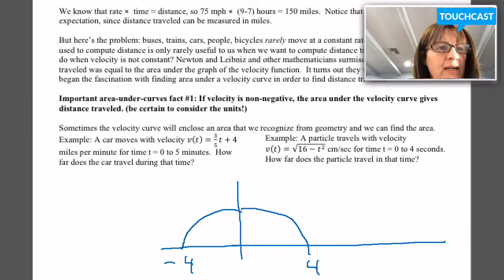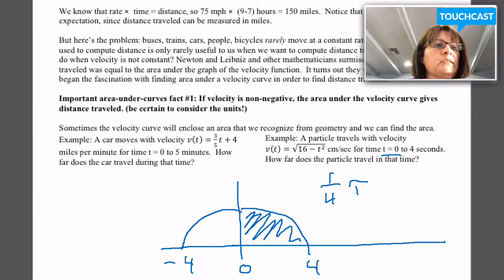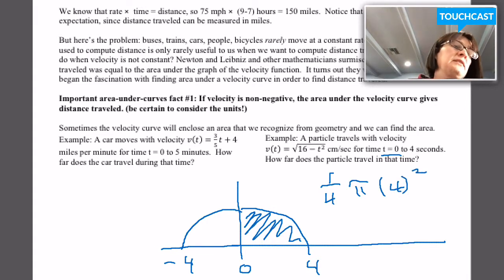And I want to find the area of this quarter circle because look, my time only goes from 0 to 4. So what's the formula for the area of a quarter circle? That would be 1/4 pi r squared. So in this case, pi times 4 squared, which is 16 pi divided by 4, which is 4 pi. So if the velocity is measured in centimeters per second and time is measured in seconds, then our distance traveled is going to be 4 pi centimeters.